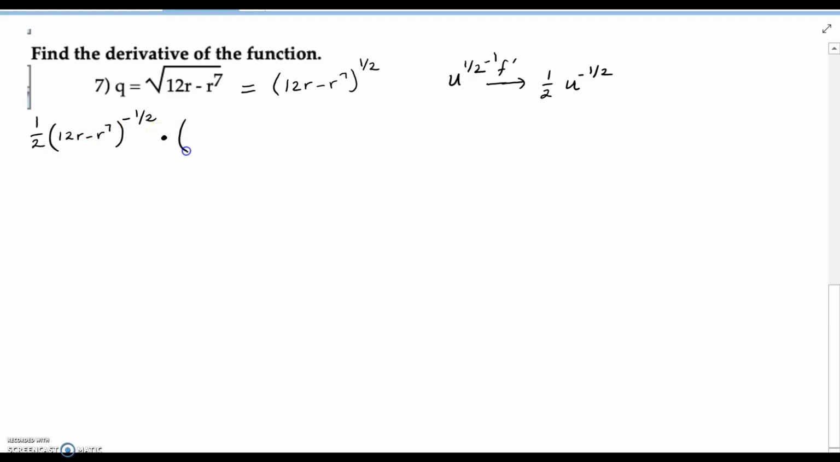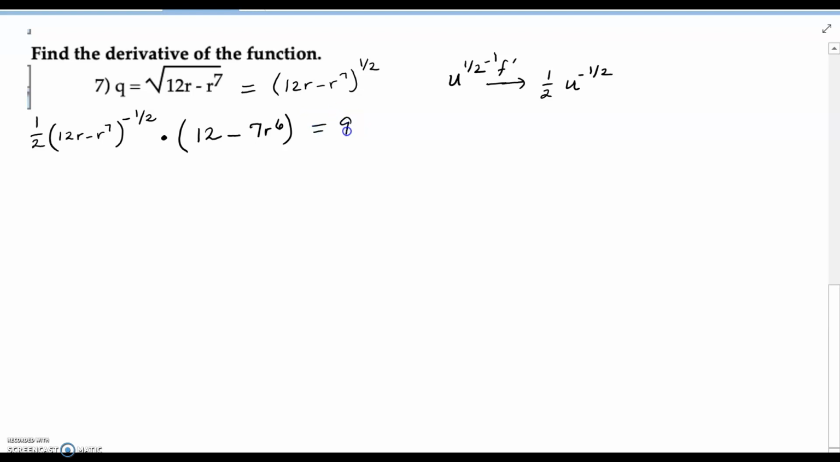Now we're going to multiply by the derivative of the inside, so I'm going to put parentheses. The derivative of 12r is just 12, and then minus the derivative of r to the 7th, which is just a power rule derivative, 7r to the 6th power. So it looks something like that. It's not really terribly bad.